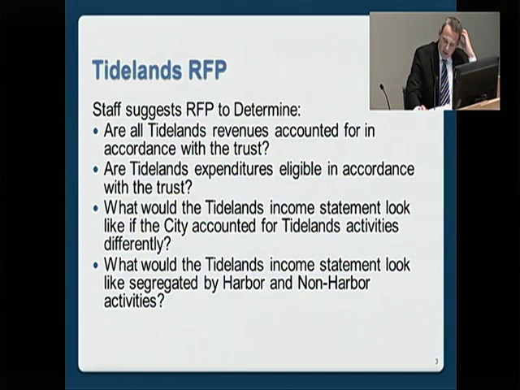So council has directed staff to develop a scope of an RFP to review or otherwise audit the Tidelands Trust. And I've outlined certain questions that we might ask. But staff suggests that the first step is to determine what is required by the trust law known as the Beacon Bay Bill. Once we've established what the legal requirement is, council may direct staff to make further changes to the Tidelands accounting, provided we don't contradict the trust. Council may choose to do more than the trust requires, but may not do less than the trust provides. In other words, council may direct staff to account for Tidelands activities differently, provided it doesn't violate the trust.